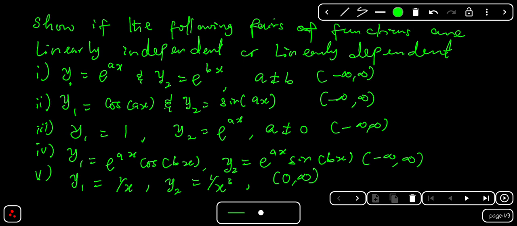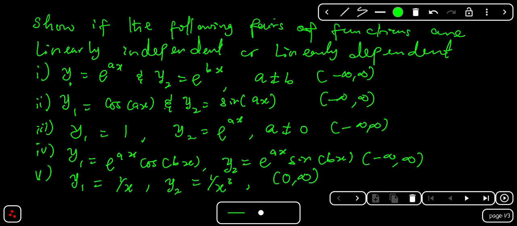All right. So the first question, y1 equals e raised to the power of ax and y2 equals e raised to the power of bx, where a is not equal to b, on the interval negative infinity to positive infinity. The second question, y1 equals cos ax and y2 equals sin ax, on the interval negative infinity to positive infinity.